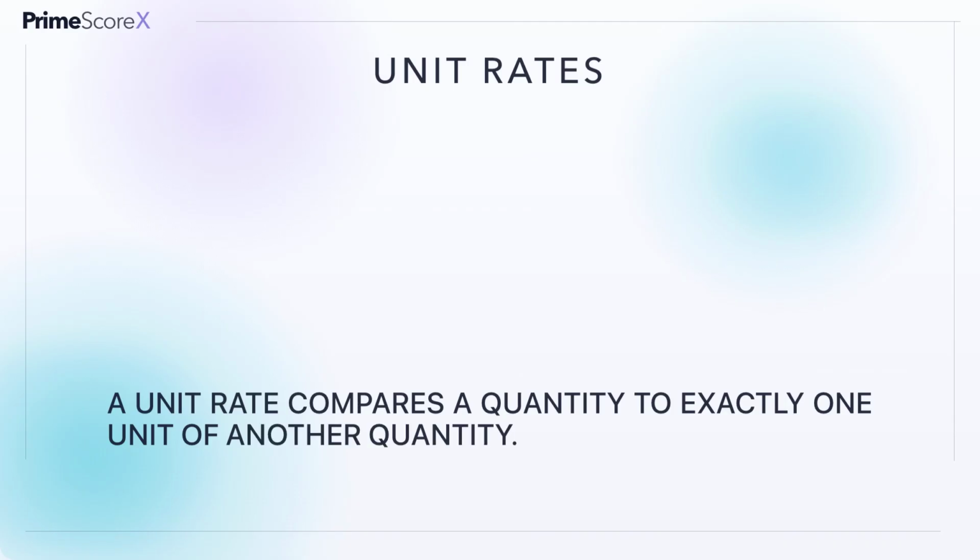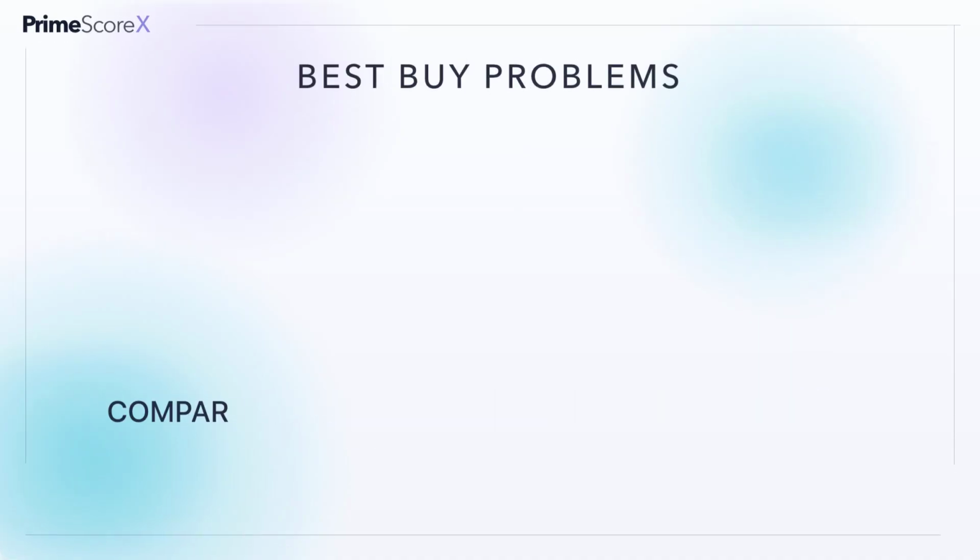If a car travels 180 miles in 3 hours, divide by 3 to find 60 miles per hour. If 12 notebooks cost $18, divide 18 by 12 to find $1.50 per notebook. Unit rates make comparisons easier because each option is measured against the same base of 1 unit.